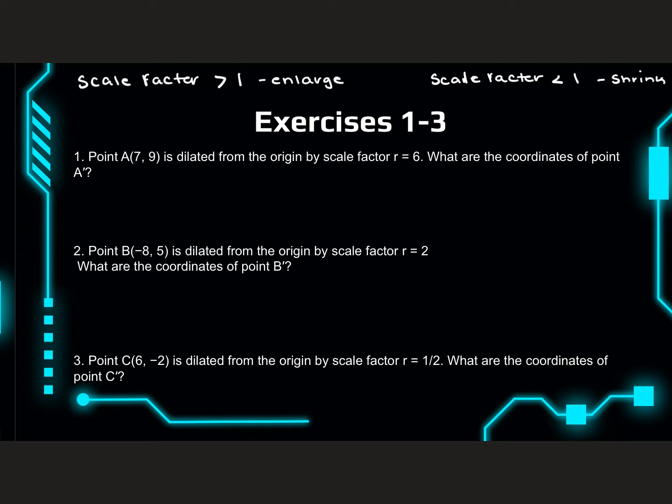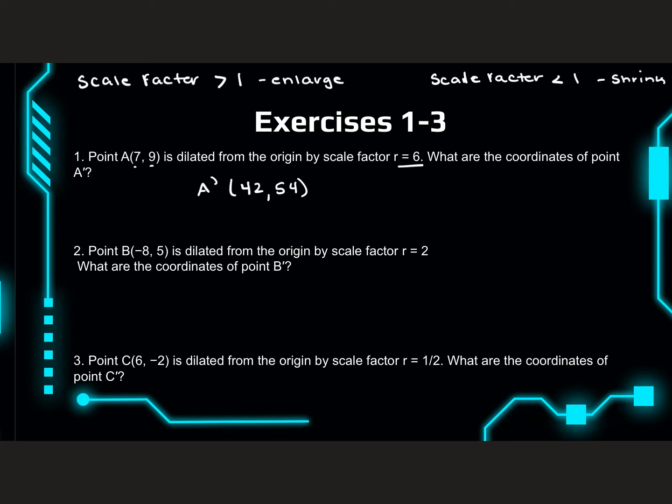All right. So for number 1, it says point A (7, 9) is dilated from the origin by a scale factor of 6. What are the coordinates of point A prime? So remember, with dilations, we are multiplying. So that means my x coordinate, which is 7, is going to be multiplied by 6. And my y coordinate, which is 9, is going to be multiplied by 6. So I have A prime. 6 times 7 is 42, and 6 times 9 is 54. All right, so based on the fact that my scale factor is greater than 1, this enlarged, and we can definitely tell by my coordinate points of (42, 54).